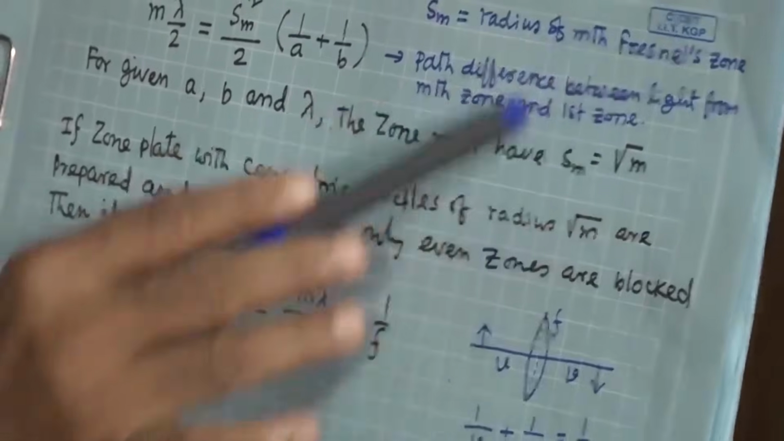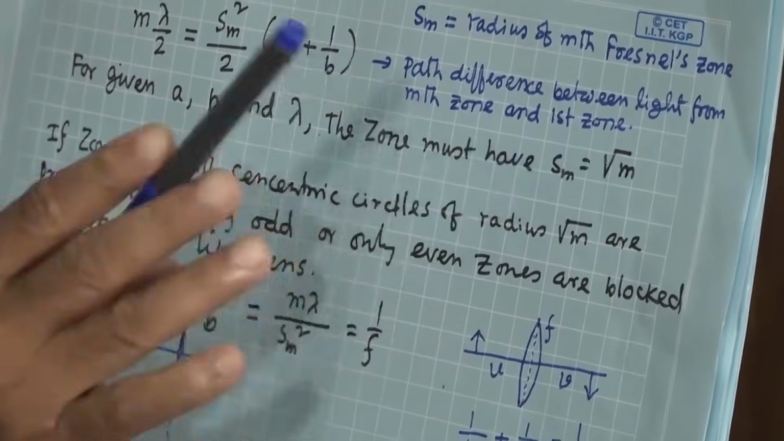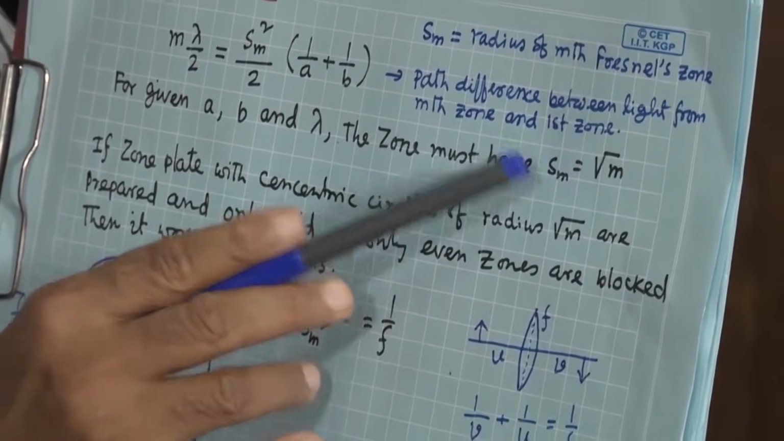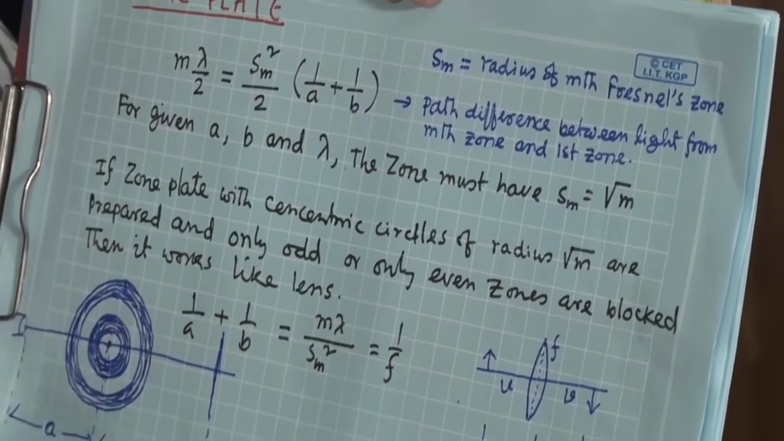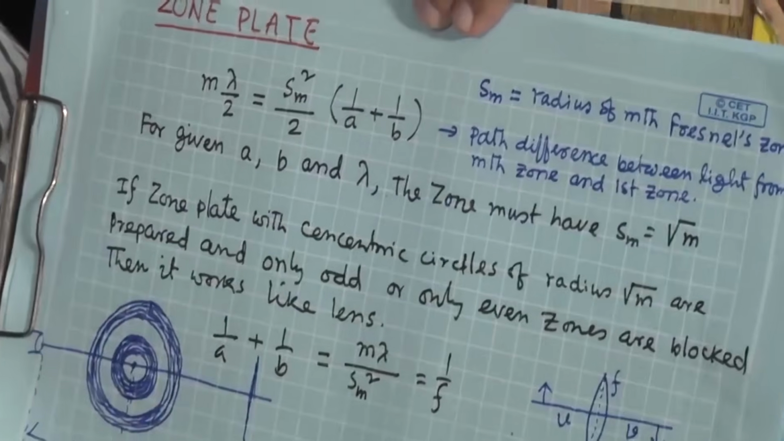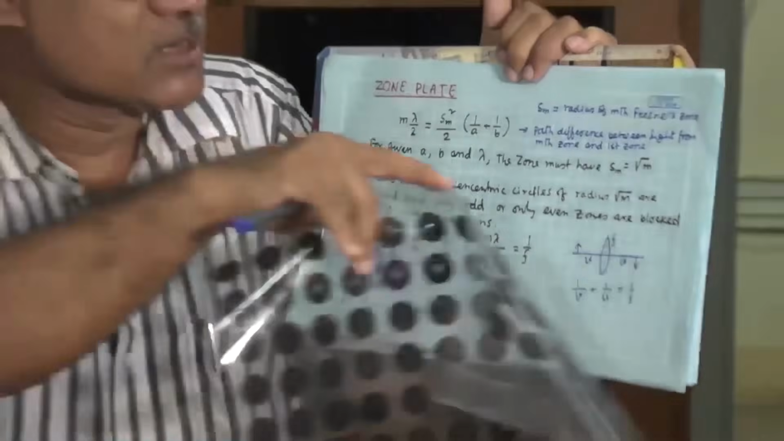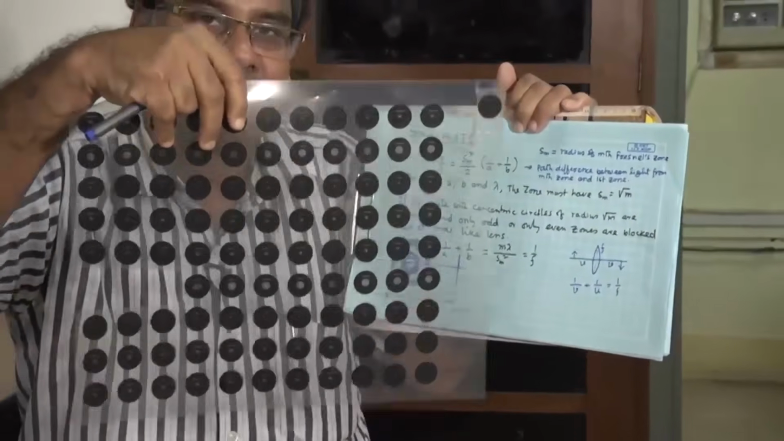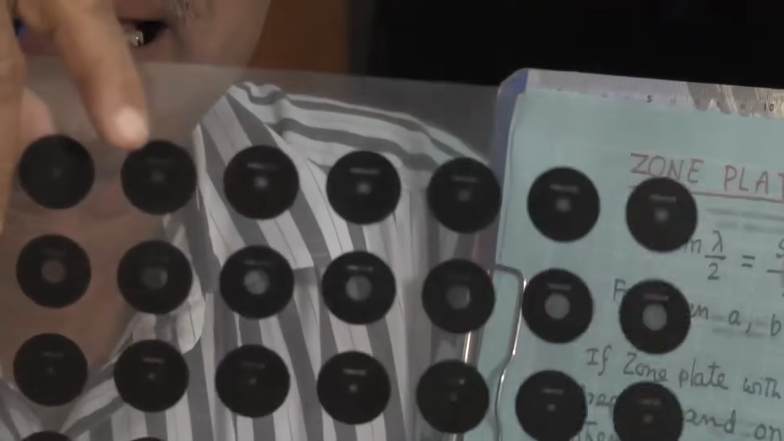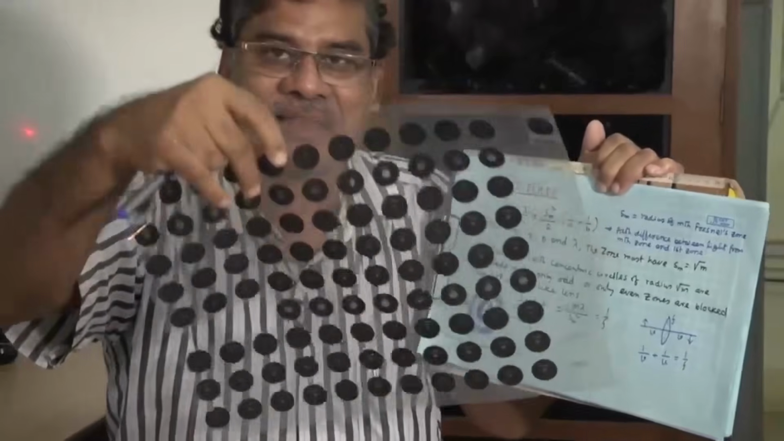So theory has given us the radius of the half period zones of the zone plate. Whatever I have shown you, using this formula one can construct these zones in a computer, make alternate ones dark, print them on a sheet, and then use it as a zone plate.